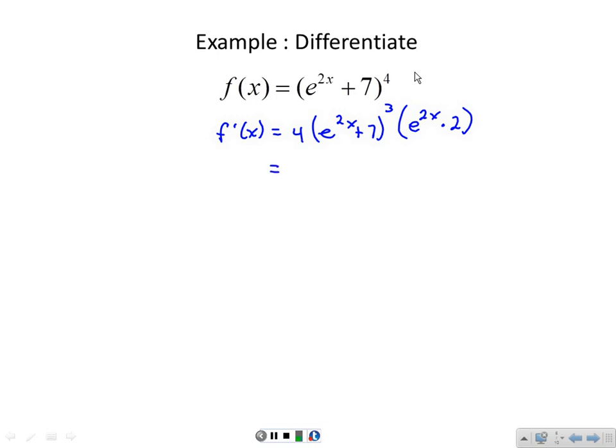Alright, and then these two I'm going to put together, because this one has an exponent, so I'm going to leave it alone. But these don't have an exponent, so I'm going to put those together. So 4 times 2 is going to be 8 e^(2x) times (e^(2x) + 7)^3. And there's nothing else that we can do with that one.